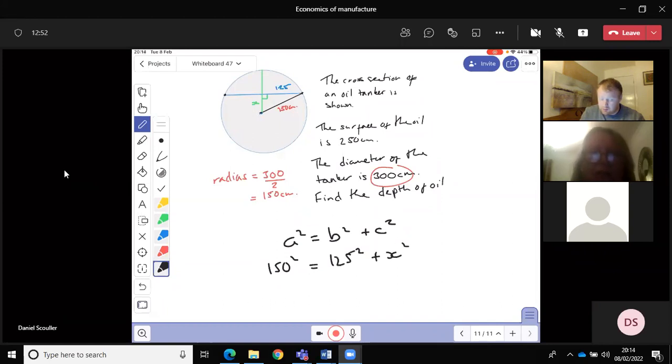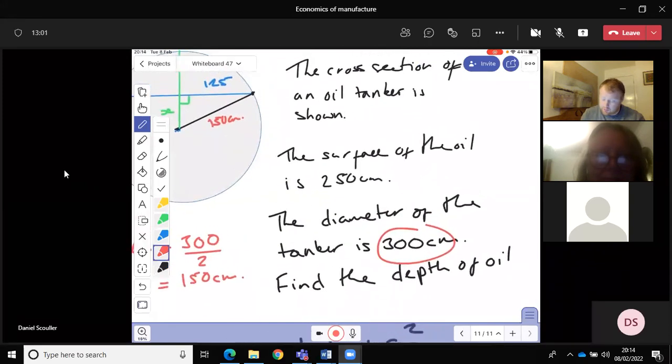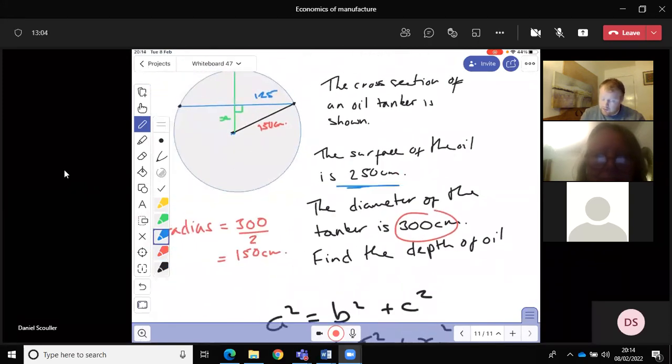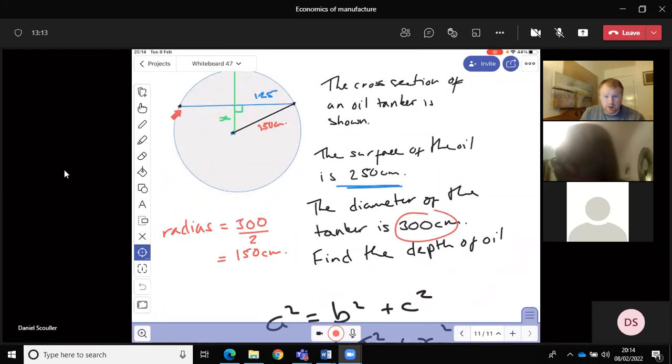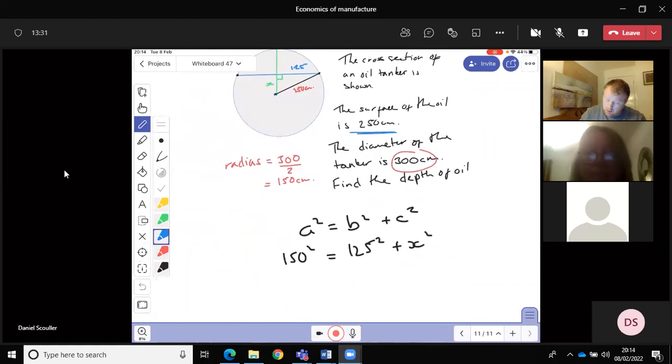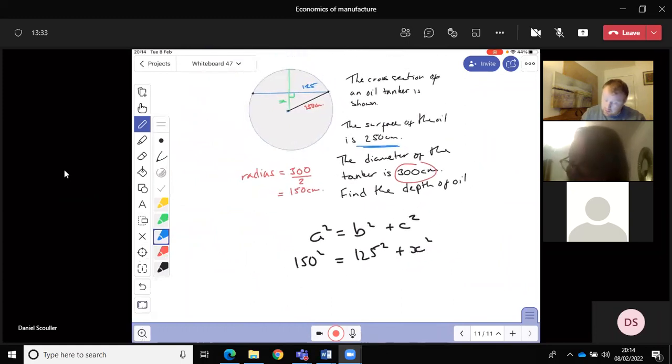Sorry, Daniel, where did you get the 125 from? 125 is half of the chord length. So I've taken the surface of the oil, it's 250 centimeters. Oh, right, okay, thank you. So that's that point there to that point there, that full length of that chord. That chord is meant to be a visualization of that 250 centimeters of oil. So that 125 is just that 250 halved.